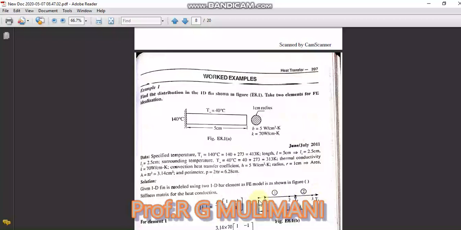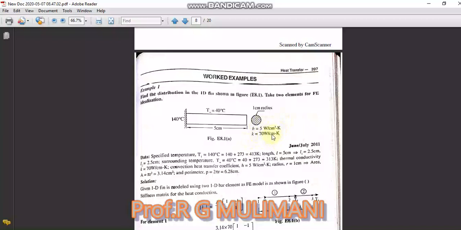The temperature at node 1 is 140 degrees Celsius, and T2 and T3 are unknown. The given material properties are convection heat transfer coefficient 5 watt per centimeter square Kelvin, and thermal conductivity 70 watt per centimeter Kelvin. You have to take care of the units.